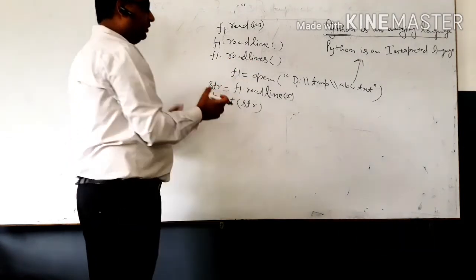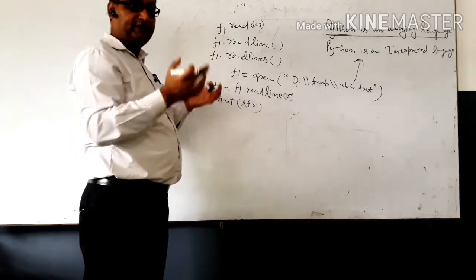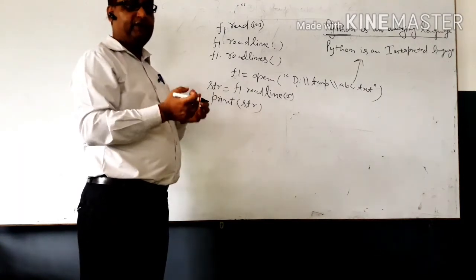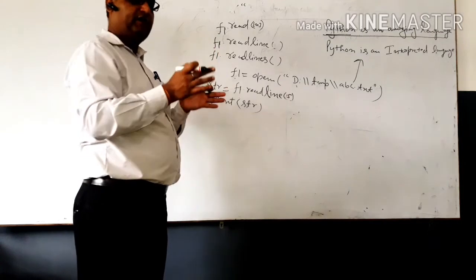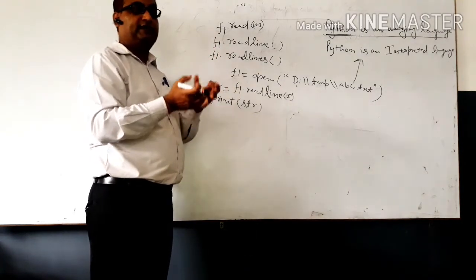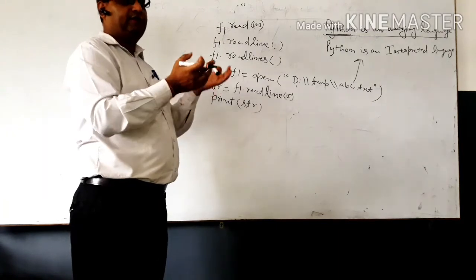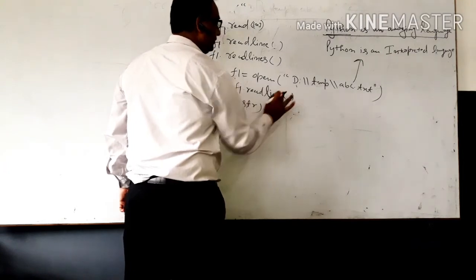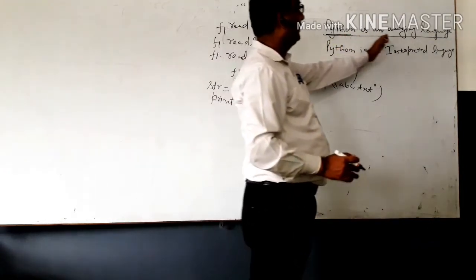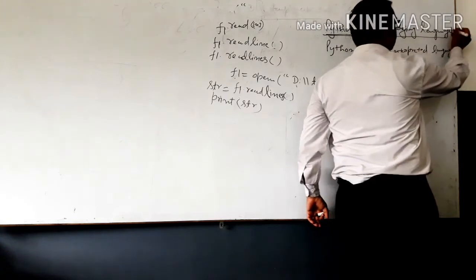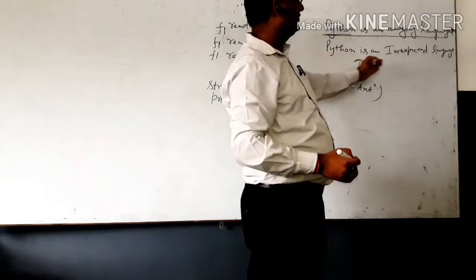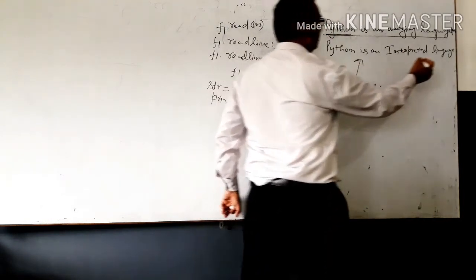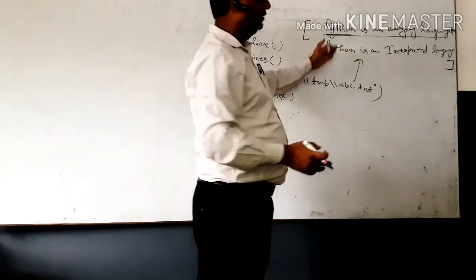readlines means it reads all the strings, all the characters, and returns the result in the form of a list, with the \n delimiter at the end of each line. When the output is shown, it has the \n delimiter, so here you can only use lines, not bytes. The output shows: Python is an amazing language, then \n, then Python is an interpreted language. This is in the form of a list.